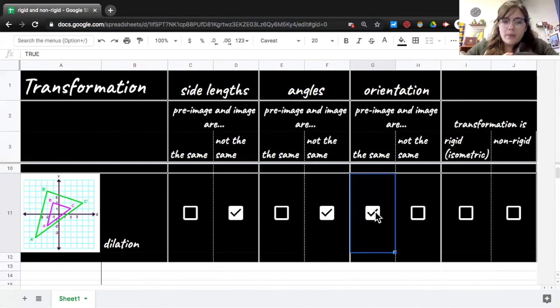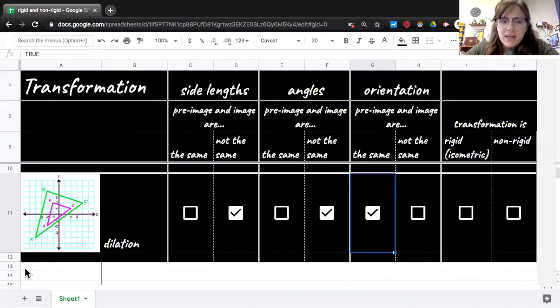So here we are with our last transformation. Is it rigid? Are these two shapes congruent? Or is it non-rigid? Are they not congruent? So here's when you really think, are these shapes the exact same? Could I say triangle ABC is the same as triangle A prime, B prime, C prime? Could I say that those two triangles are congruent or isometric?